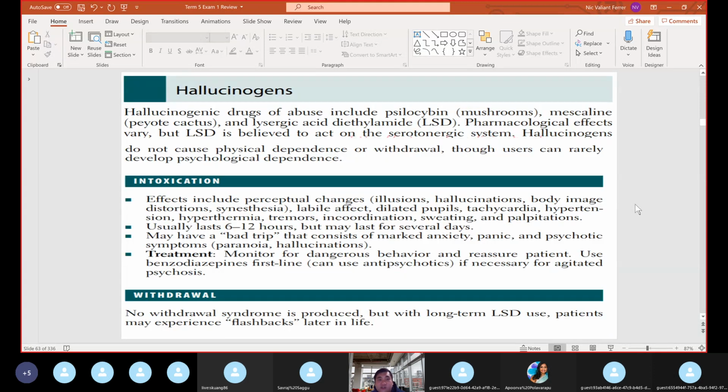Hallucinogens, LSD, visual hallucinations for intoxication. What's the treatment? Monitor for dangerous behavior. If there is psychosis, you can give antipsychotics. And in withdrawal, you may experience flashbacks later in life. No withdrawal symptoms are produced, but if they use LSD long term, they may experience flashbacks later in life.